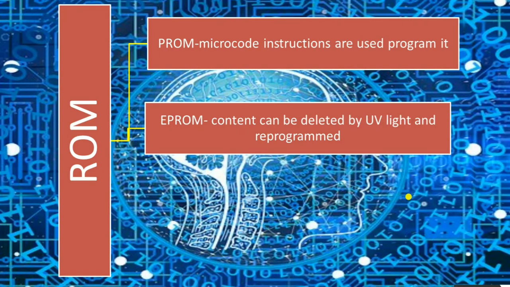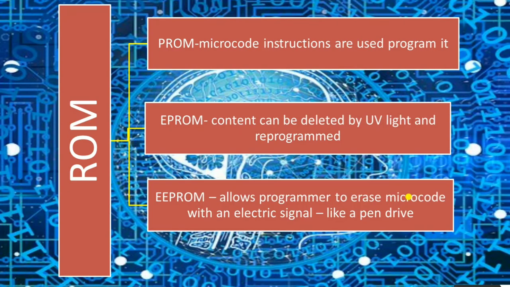Then next is EEPROM. EEPROM means it is electrically erasable programmable read-only memory that allows the programmer to erase microcode with an electric signal like a pen drive. So these are the three types of ROM. Both you have understood now.